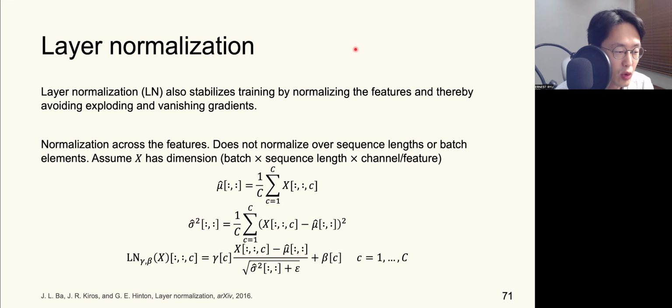Layer normalization is a normalization operation that stabilizes training by normalizing the features and thereby avoiding exploding and vanishing gradients. So in addition to the residual connections, layer normalization helps control the exploding and vanishing gradient problems along the depth of the transformer. Layer normalization normalizes across the features. It does not normalize over the sequence length or the batch elements. Let's assume an input sequence X is a 3-dimensional tensor indexed as batch, sequence length, and channel or feature. Then the normalization is basically normalizing across the channel feature dimension and not along the batch and not along the sequence length dimension.